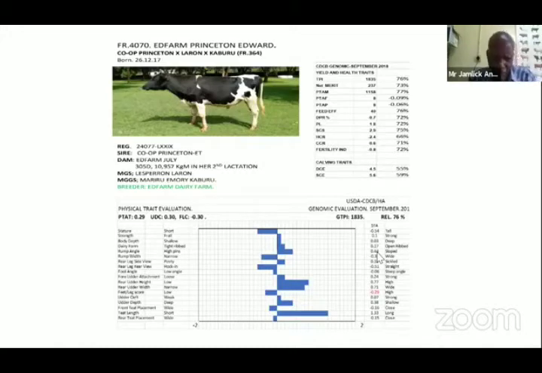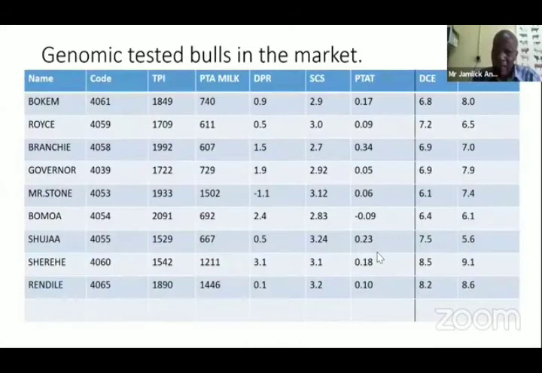And therefore, we have quite a number of bulls which have been evaluated through genomics, especially the Friesians. I present a long list of bulls. You can see the TPIs from the bottom there, from 18 down, down, down. There is even one with over 2,000. You can see the PTA milk. And don't forget that this is the US reference population.